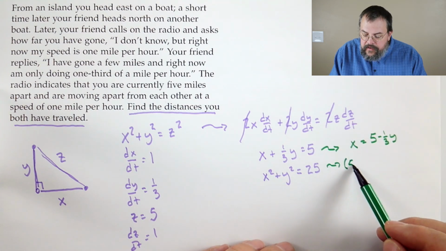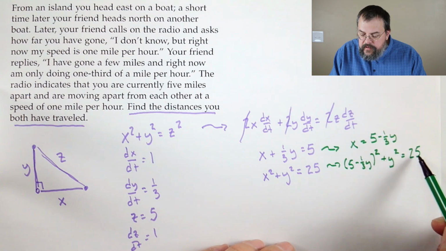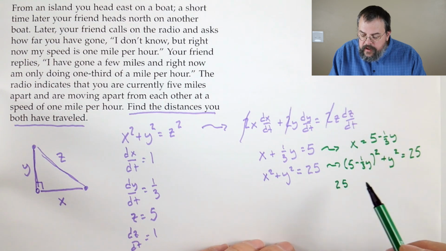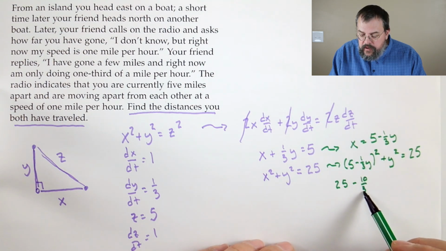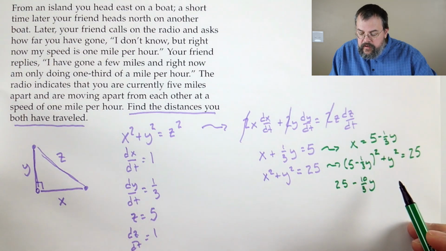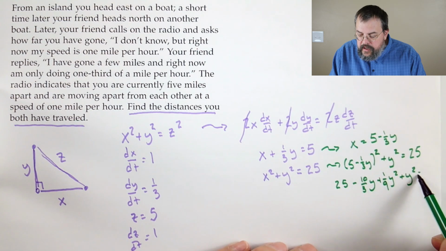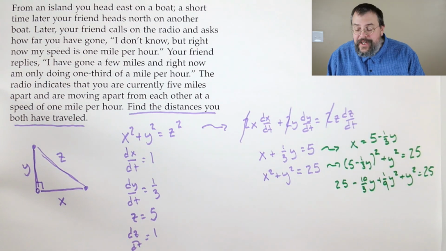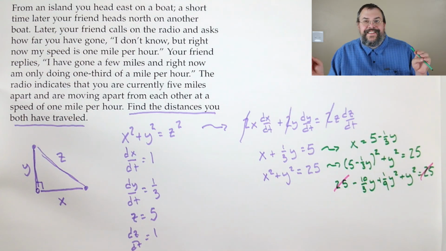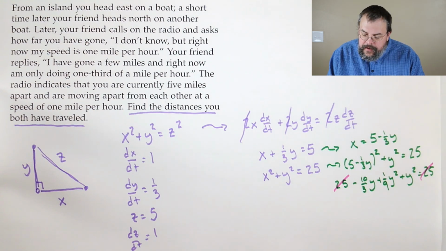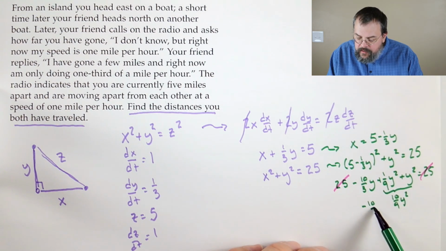Now I can plug this in, so this becomes (5 minus 1/3 y) squared plus y squared equals 25. Well, square it. You'll get 25. Then you cross multiply, you'll get minus 5/3 y and another minus 5/3 y, so minus 10/3 y, plus 1/9 y squared plus a y squared equals 25. All right, what can you do here? First off, the 25s cancel. Woohoo! Nice. What else? You have a 1/9 y squared and a y squared. This becomes 10/9 y squared, and then you have a minus 10/3 y.